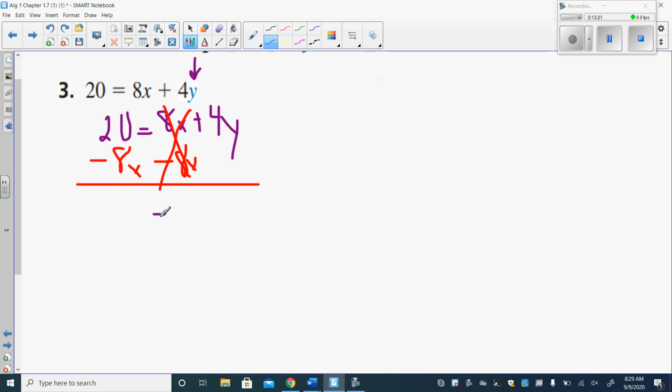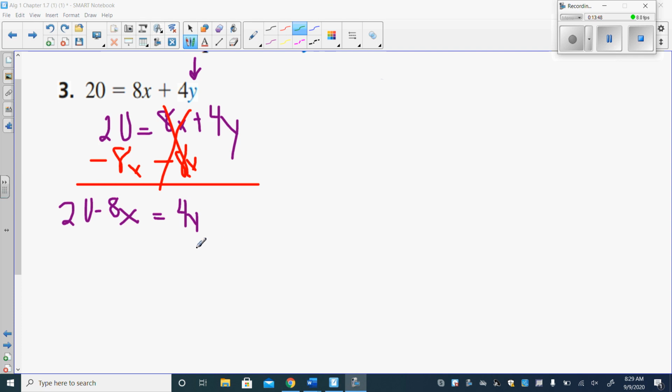And so what we have on the right-hand side is we now just have 4y. On the left-hand side, we're going to have 20 minus 8x. And we don't combine them because they aren't like terms. 20 and 8x are not like terms, so we don't combine them. So we get this here.